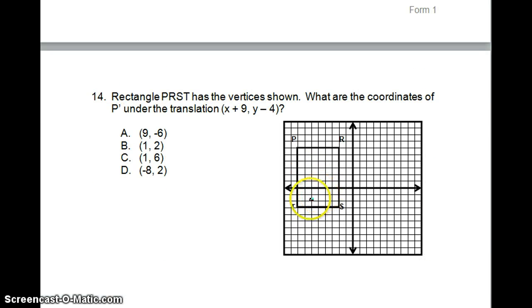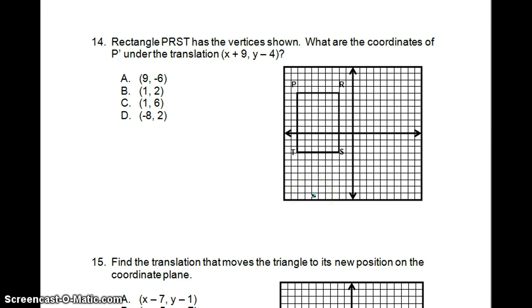Number 14. Rectangle PRST is shown. What are the coordinates of P prime under the translation x plus 9, y minus 4? Okay, that's P prime, so we're going to do x plus 9. We're starting here, we're going 1, 2, 3, 4, 5, 6, 7, 8, 9. Right there. And then do y minus 4. 1, 2, 3, 4. The new point is right there. Those coordinates are (1, 2). Choice B.